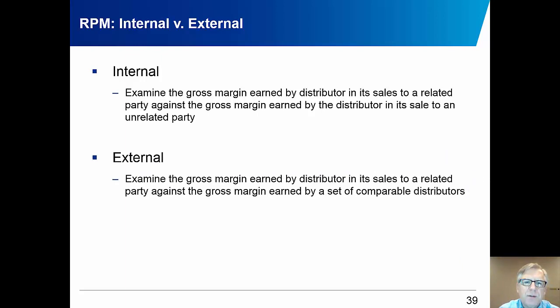But it's also feasible to think about using an external RPM, and that's when you compare the gross margin earned by a distributor in its sales to the gross margins earned by other comparable distributors. We're obviously not going to have as much information about those other distributors to make sure their gross margins are measured on a perfect, say, apples to apples basis, but it still may be a more reliable approach than other transfer pricing methods. And in our next video, we'll talk about some of the times when a gross margin might be a better method than, say, a CPM.